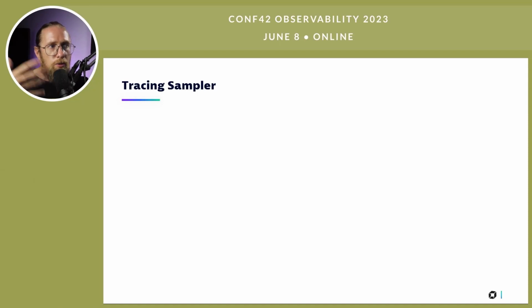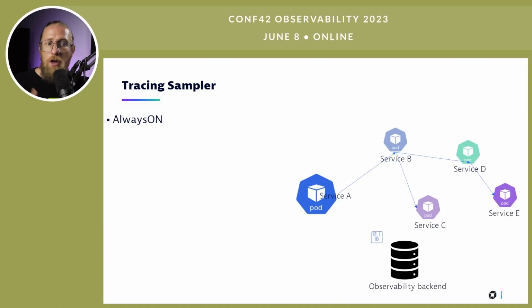At the moment, the OpenTelemetry project gives you back the choice: you have to configure the sampling decision on your own. So you have several sampling decisions available. You have always on, so 100% of the telemetry data produced will be sent to the observability backend. You have always off, which is the opposite, nothing. Then you have parent based.